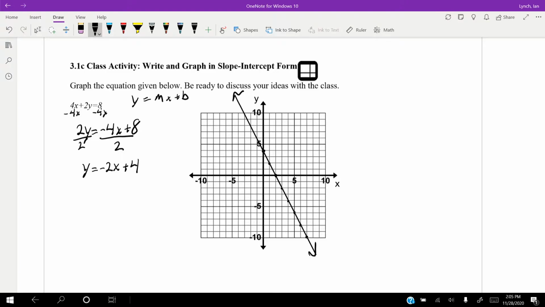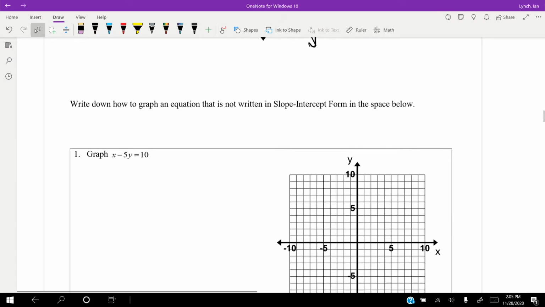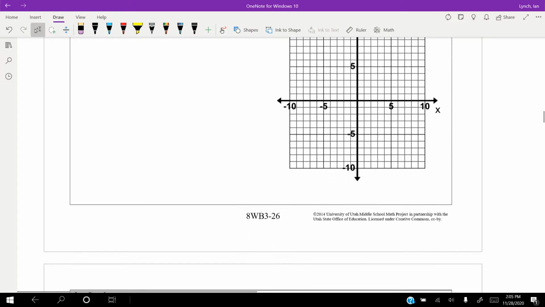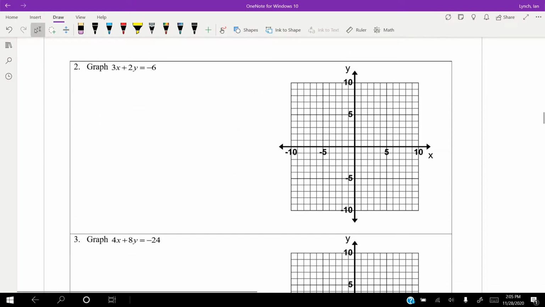That was very quick. Guys, all we've got to do here is change what the equation looks like so we can get it into y equals mx plus b. Now, there's a lot of these. I'm not going to do them all. I'm going to do very few of these, actually, because that's not what I want to focus on in this lesson.